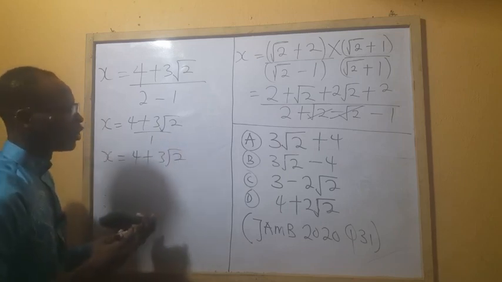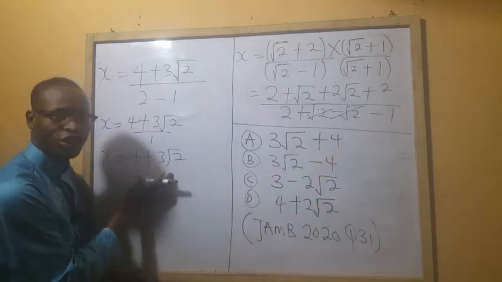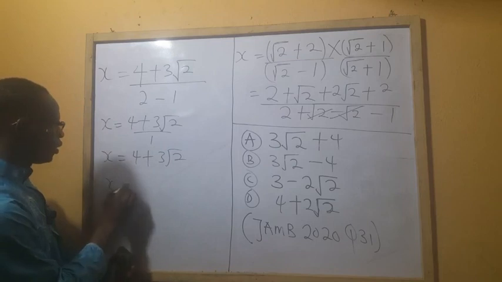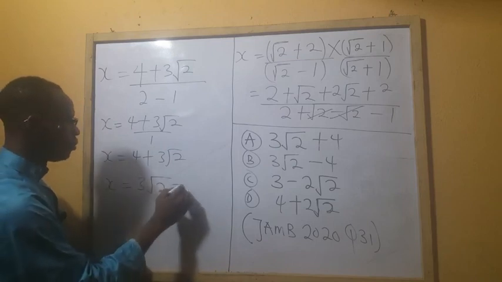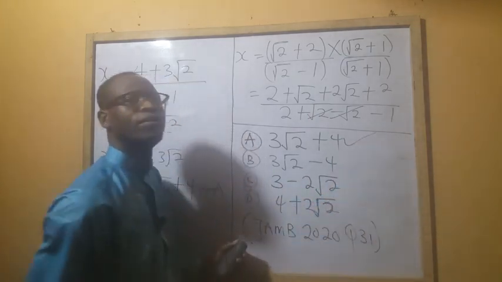So if you look at the options clearly, this is stating the correct answer. But it's just that this can be interchanged as what? x is equal to 3 root 2 plus 4. So which is our final answer, which is option A.